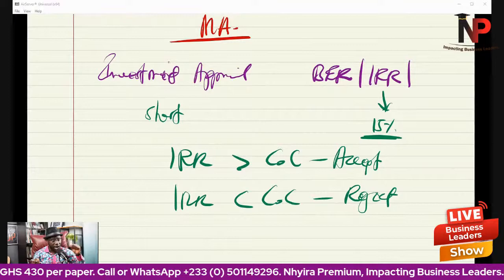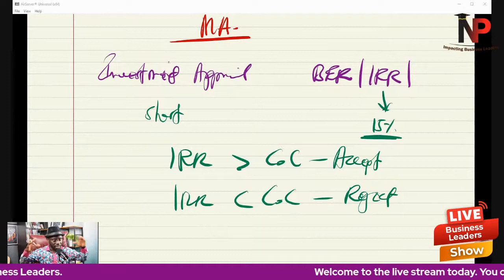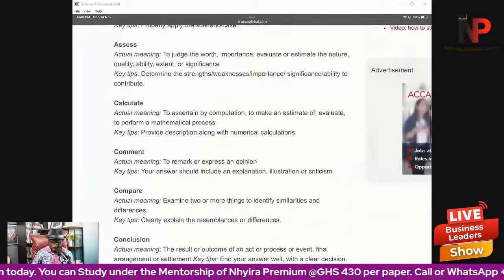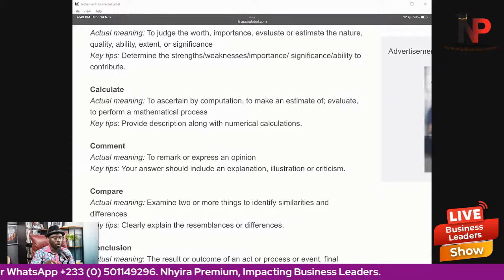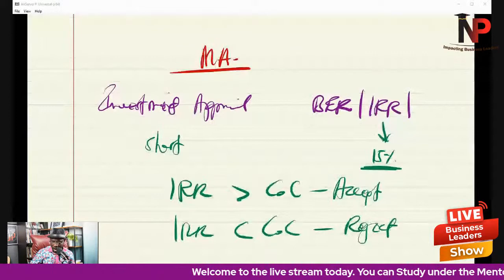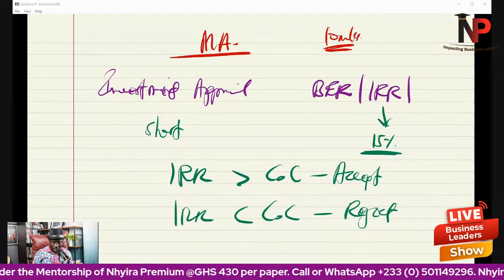This is actually a concern that the management accounting examiner for the ICA has raised, that students just calculate and go away, forgetting that the calculation must be used to make a certain decision. So that is the next thing that you have to understand. Calculate. Yes, it is about obtaining something by computation, but it is important that you provide description along with numerical calculation. I hope you are getting the deal here. It's very important. Because if, for instance, it's an IRR question, and the question is 10 marks, and the requirement was just calculate the internal rate of return or calculate the break-even rate, you think the calculation alone will give you that 10 marks? No.